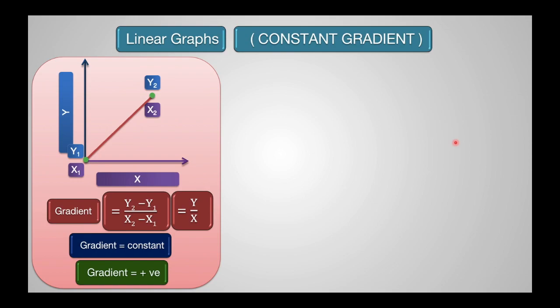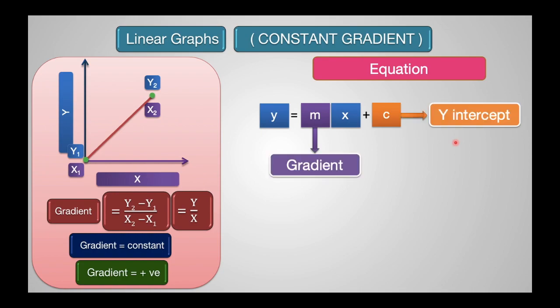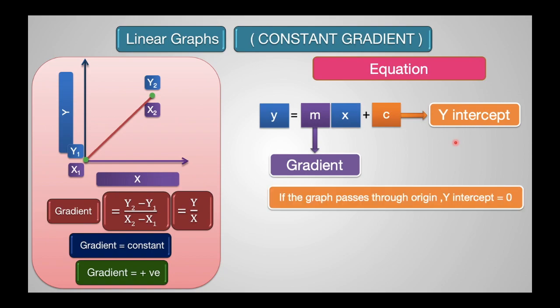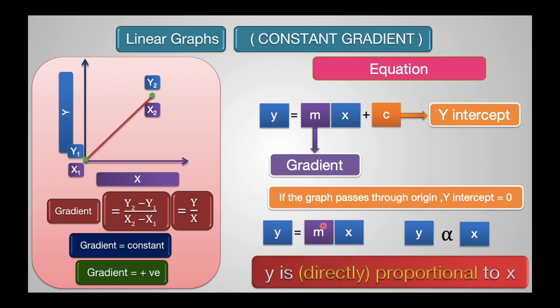Every graph is related with an equation. Let's see what's the equation for this particular graph. All straight lines have this equation y equal to mx plus c. This is the equation for every linear graph. m stands for the gradient and c is the y-intercept. In this particular case, the y-intercept is 0 because it's passing through origin. So the equation reduces to y equal to mx. The relation between x and y, you can say y is directly proportional to x because m is a constant. This is the shape of a directly proportional graph, a straight line passing through origin.